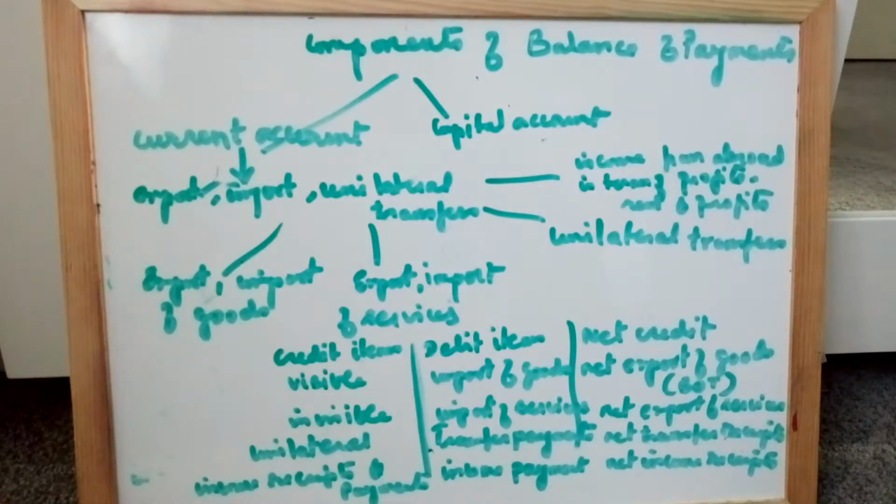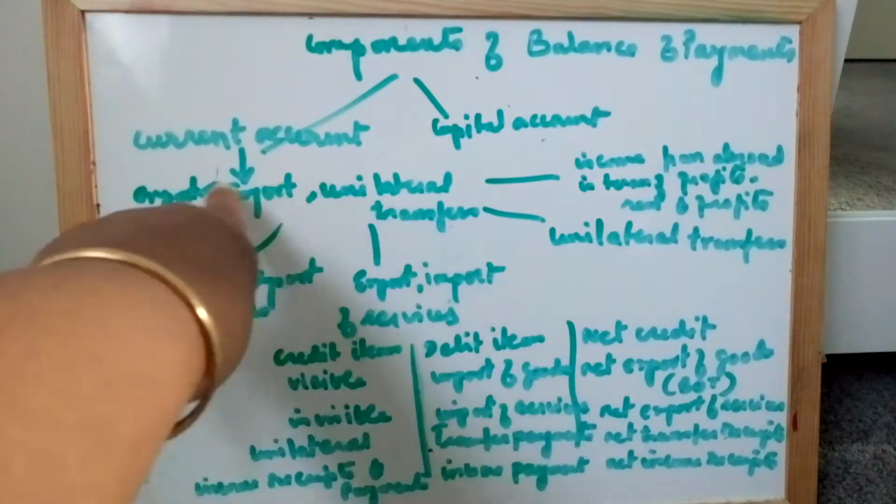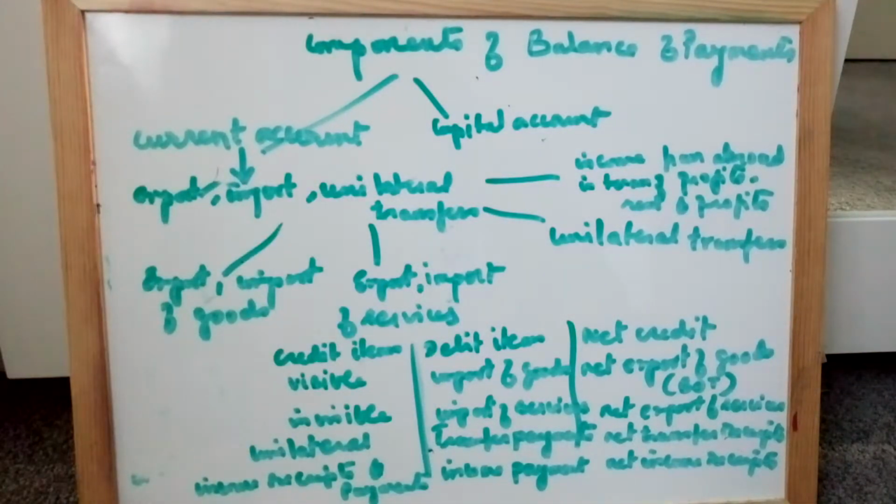The current account refers to export and import of goods and services and unilateral transfers during a given period of time. Current account contains the receipts and payments relating to all transactions of visible items, invisible items and unilateral transfers. The components of current account: export and import of goods.